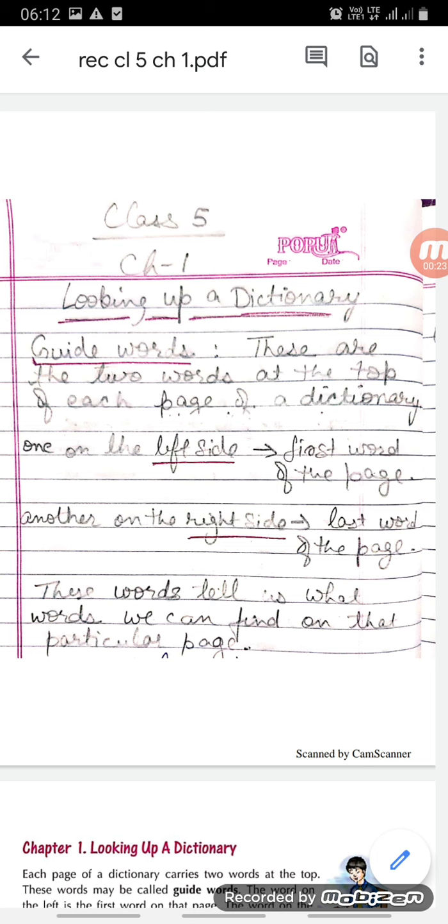What are guide words? Guide words are the two words at the top of each page of a dictionary. One on the left side, which is the first word of the page, and another on the right side, which is the last word of the page. These words tell us what words we can find on that particular page.